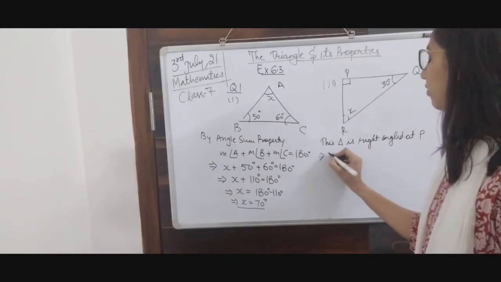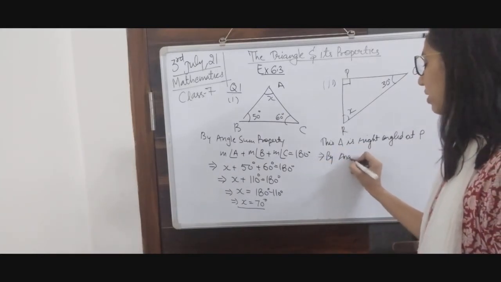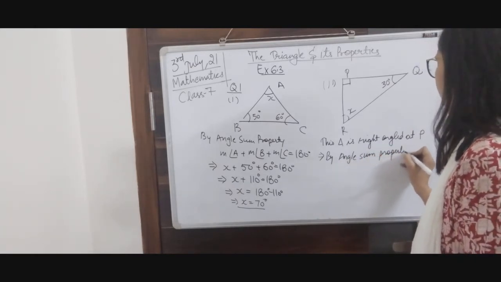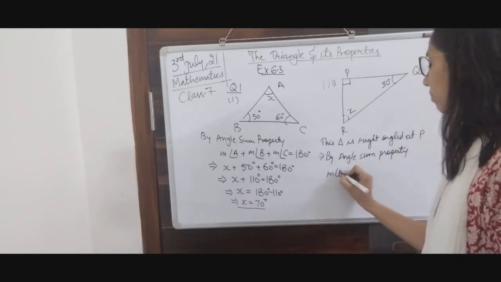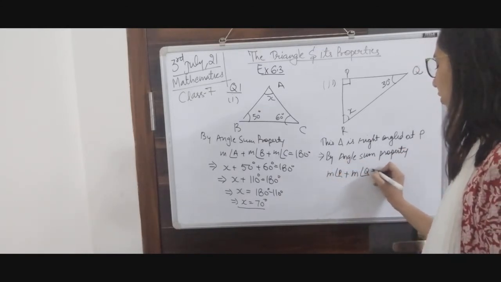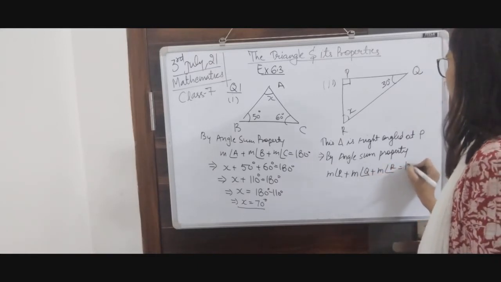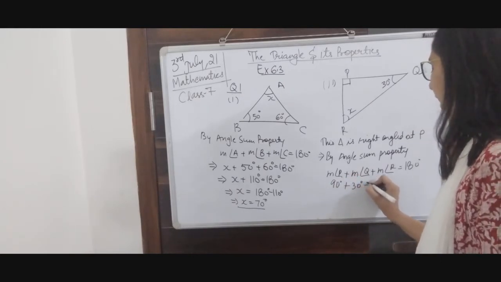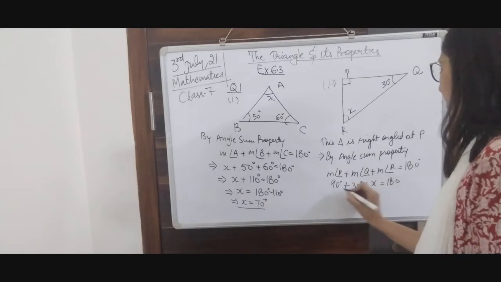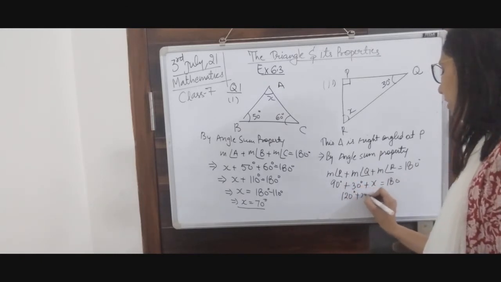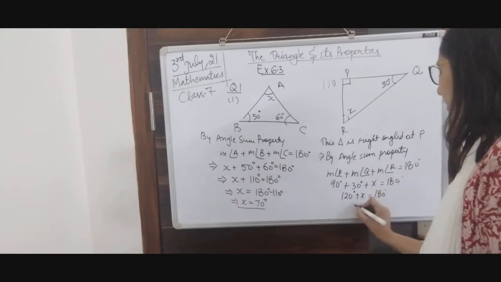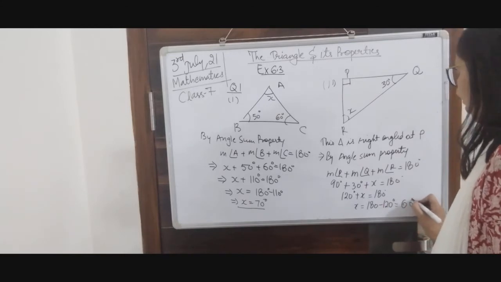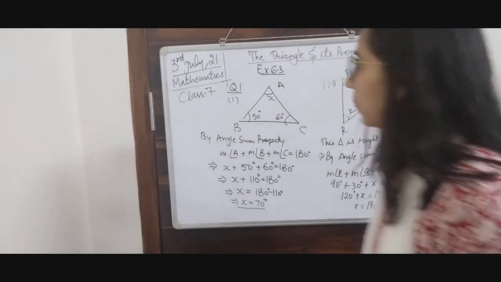So implies by angle sum property, which is true for every kind of triangle, measure of angle P plus measure of angle Q plus measure of angle R is going to be 180. In other words, it is 90 degree plus Q, it is 30 degree, and this is X, which is going to be 180. So this is 120 plus X is 180, or you can say that your X is 180 minus 120, that is 60 degree. So your X is going to be 60 degree.